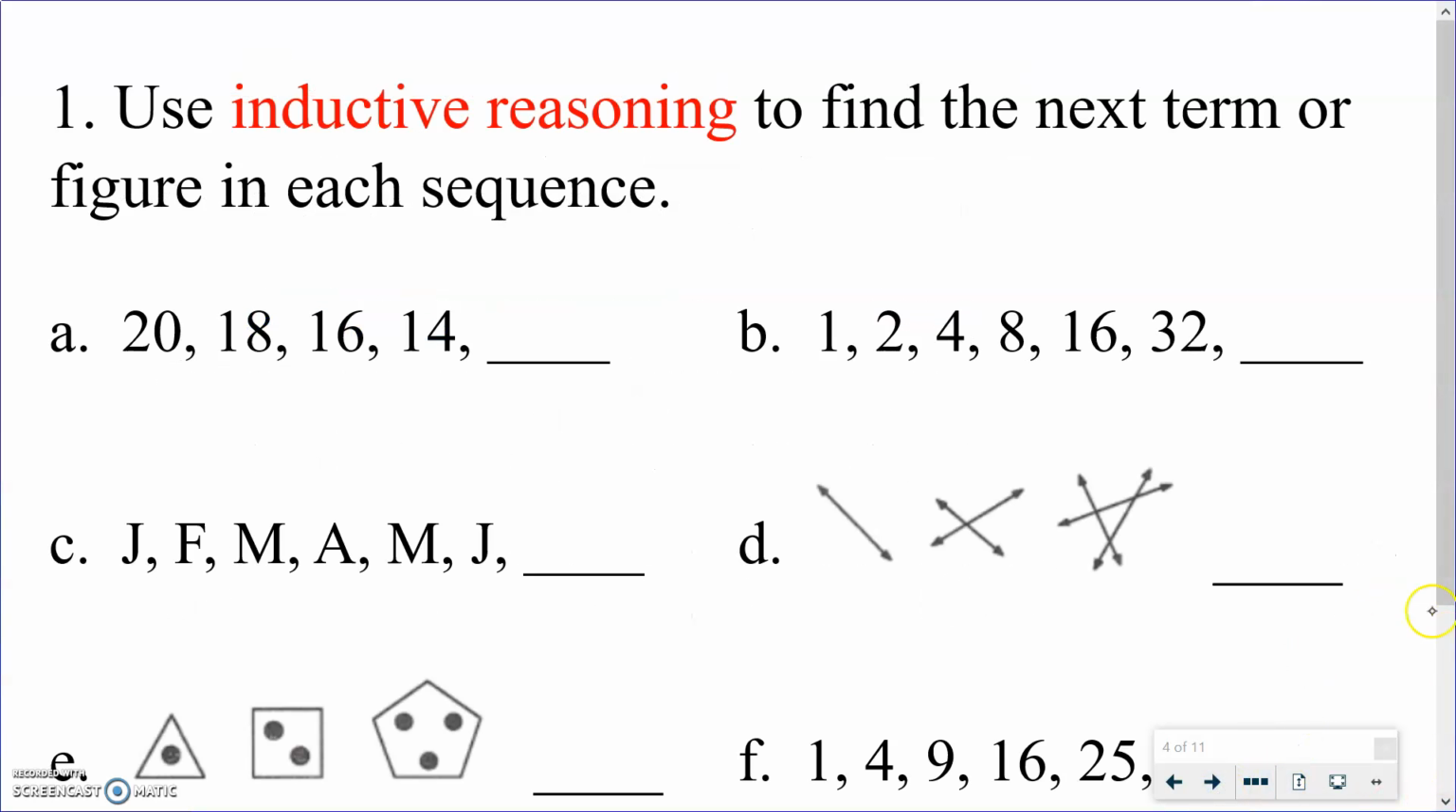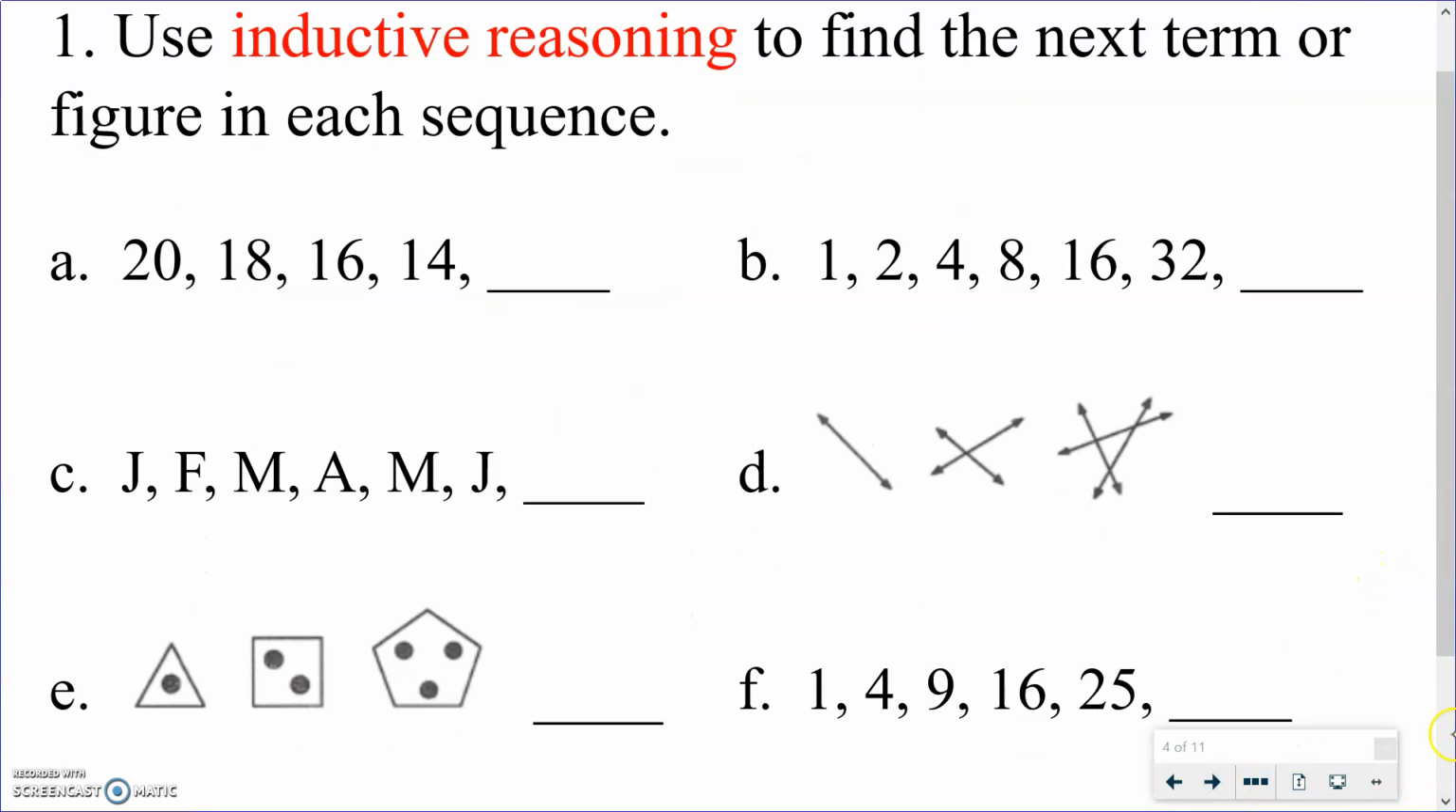So for example, this is inductive reasoning. We're going to add the next term or figure in each sequence. So pause it right now and try it on your own. I would like you to try this on your own. So pause this right now. And I will put the answers up in a minute and talk about them, but right now pause this and then try it on your own.